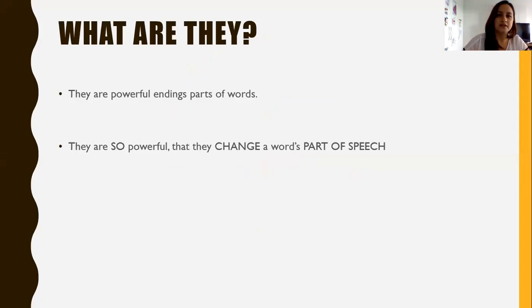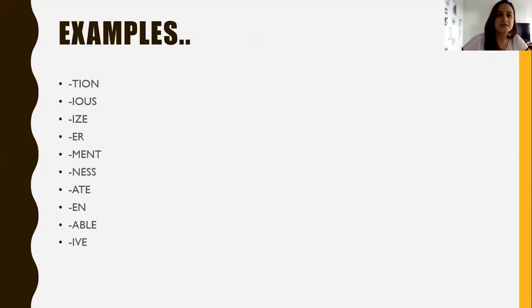What are they? What is a derivational suffix? I put here, they are powerful ending parts of a word. Why are they powerful ending parts of a word? Because they have the power to change a word, okay? They are so powerful indeed that they change a word's part of speech. What does this mean? Here we have some examples of some derivational suffixes.